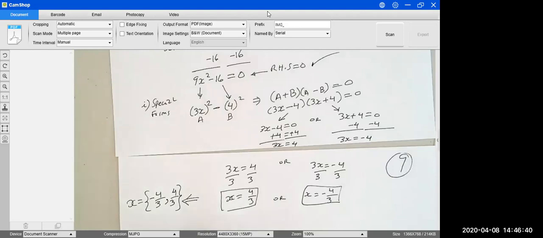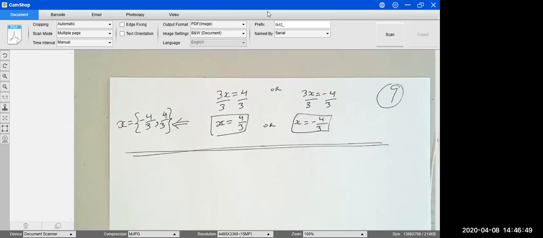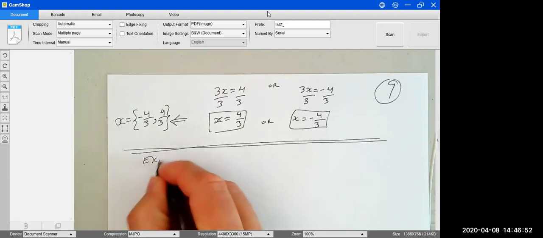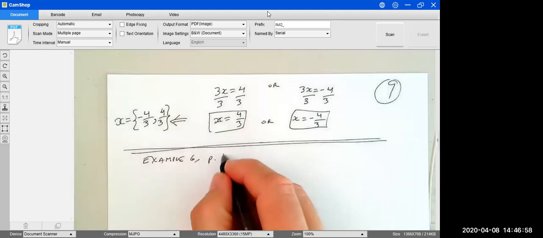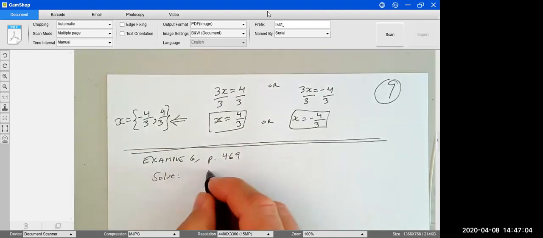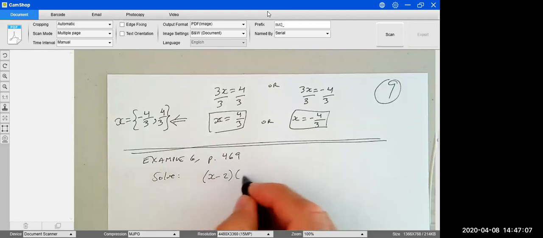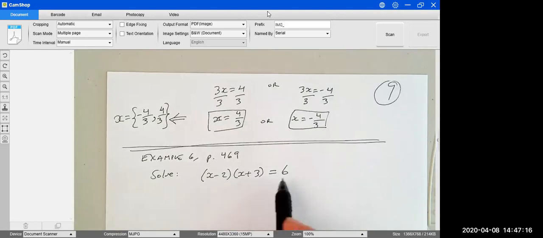The last one, the tricky one, because you can think in many ways when you see factored expressions. So let's see. Example 6 is very important. That's the source of many mistakes the students make. So in this case, we're going to solve the following. We have x minus 2 that multiplies x plus 3 equals 6. So sometimes students tend to think that they can say x minus 2 equals 6 or x plus 3 equals 6, but that's not true.